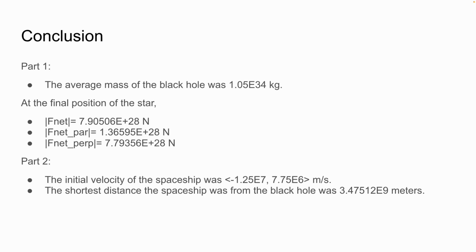Conclusion. Part 1. The average mass of the black hole was 1.05 times 10 to the 34th power kg. At the final position of the star, this was the magnitude of the net force, the magnitude of the parallel force, and the magnitude of the perpendicular force. Part 2. The initial velocity of the spaceship was the vector negative 1.25 times 10 to the 7th power, comma 7.75 times 10 to the 6th power meters per second. The shortest distance of the spaceship from the black hole was 3.47512 times 10 to the 9th power meters.